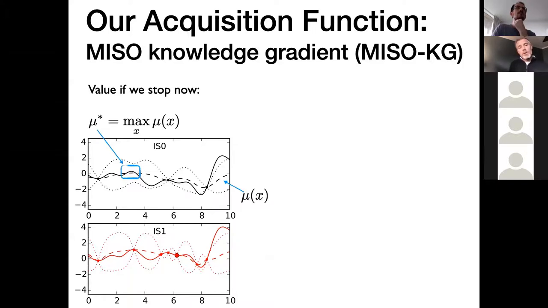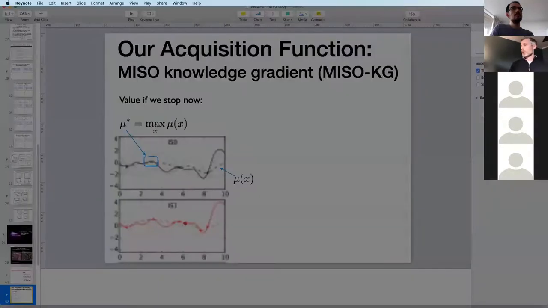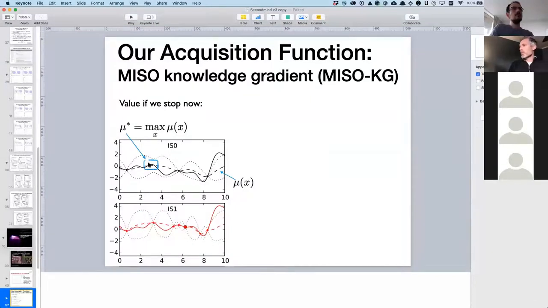And so, if you try to hack EI in order to make it do something reasonable, you end up with a method that is going to work badly in at least some situations. Whereas you can just apply the knowledge gradient method directly in this problem, and it behaves reasonably. So what I'm showing you is the thinking that goes into that.